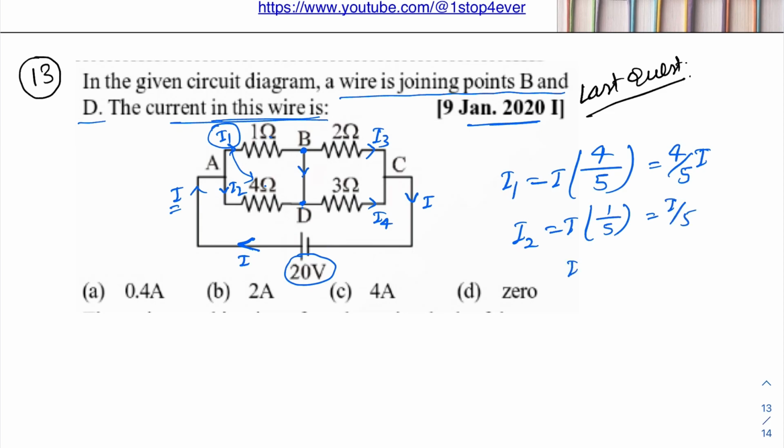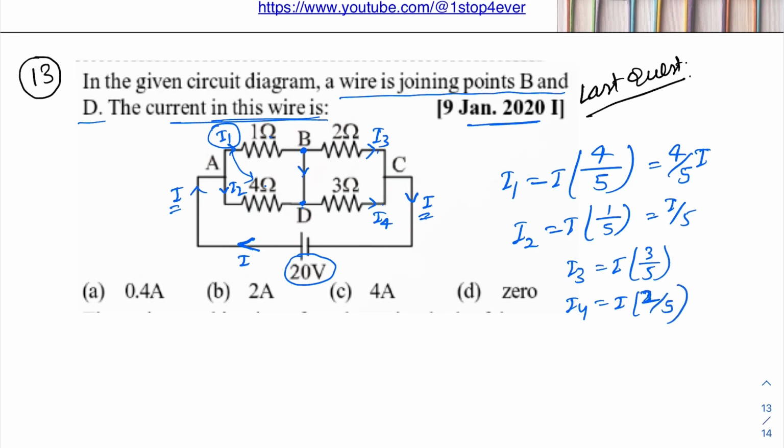Okay, I2. What will be your I3? I3 will be the same: total current is I, and it is divided into two parts, I3 and I4. So I3 is I into 3 by 5. Okay, what will be the I4? I into, obviously, 2 by 5.